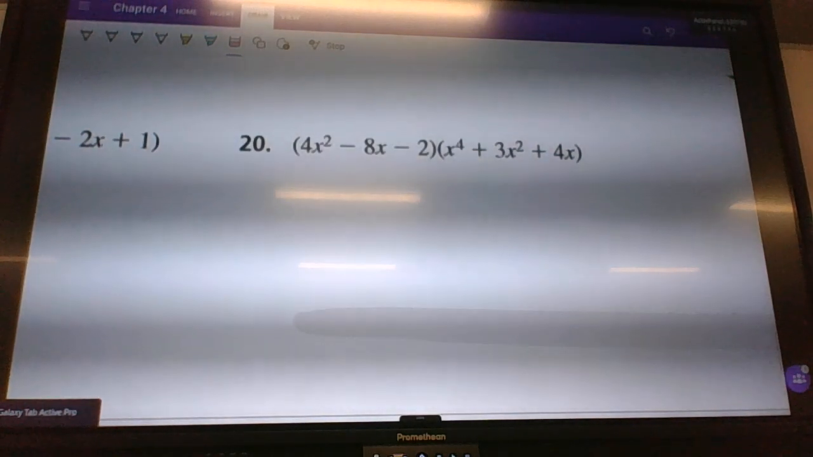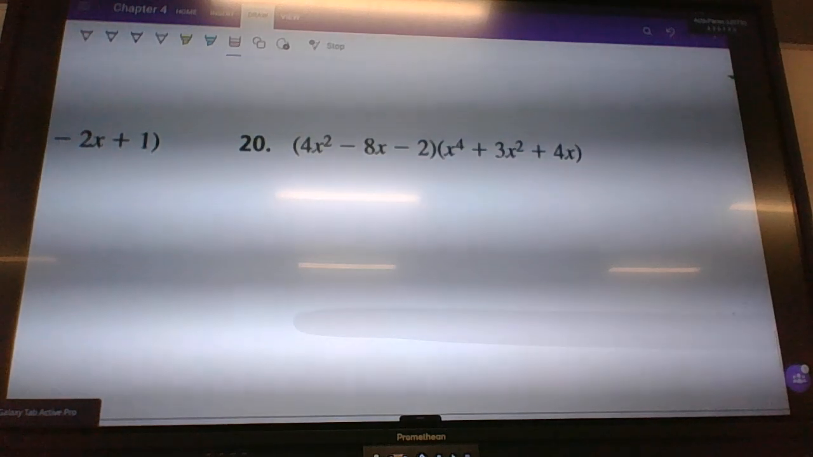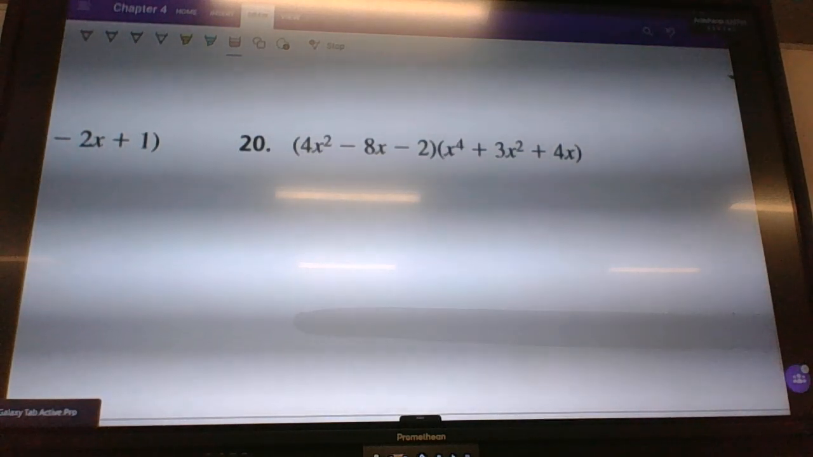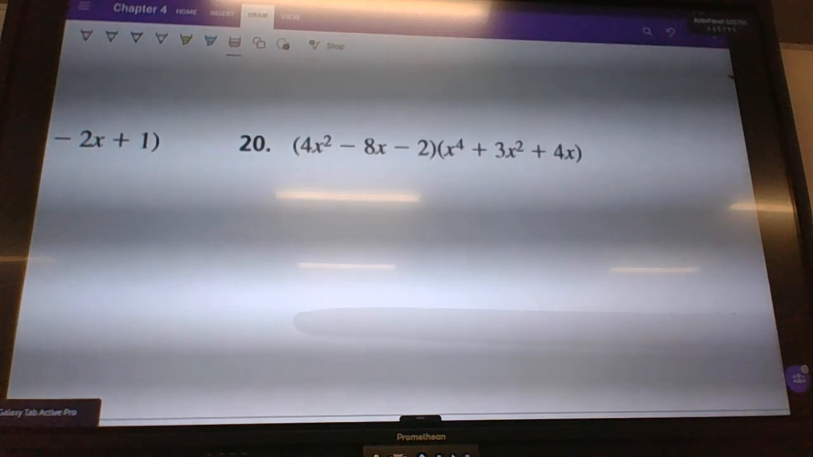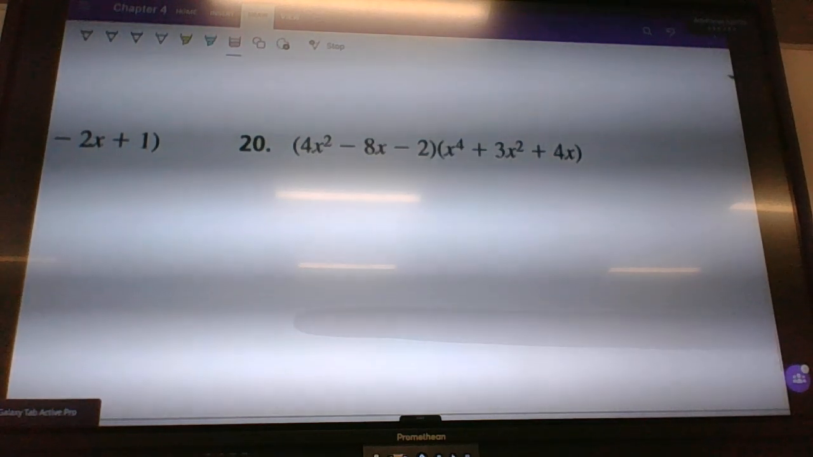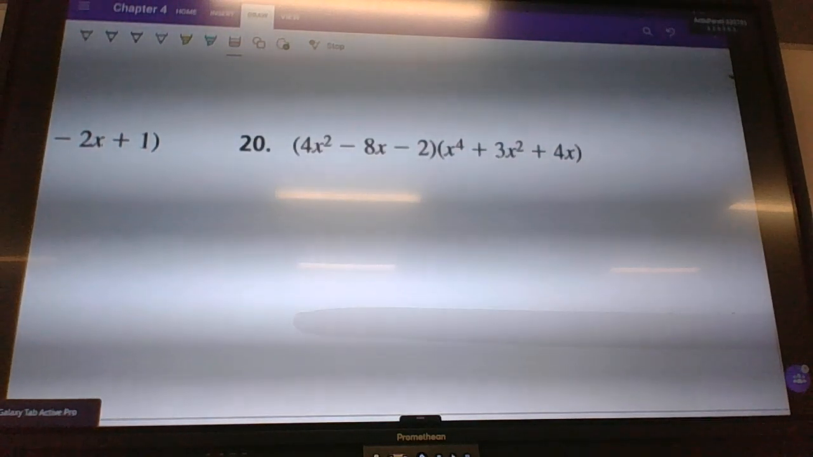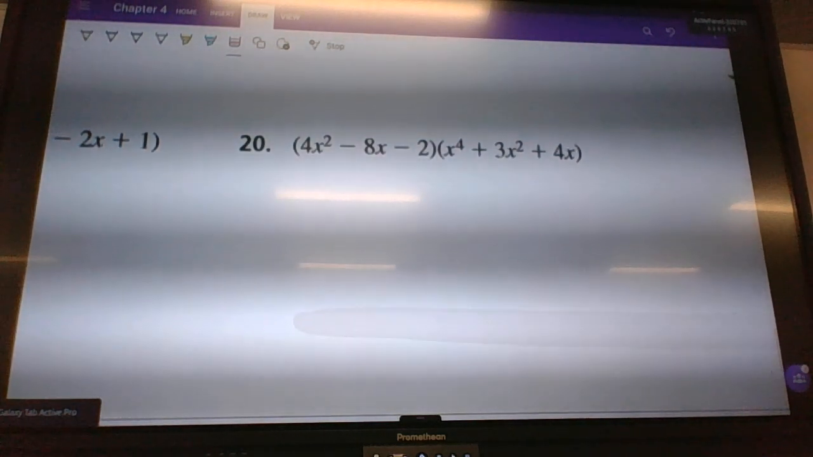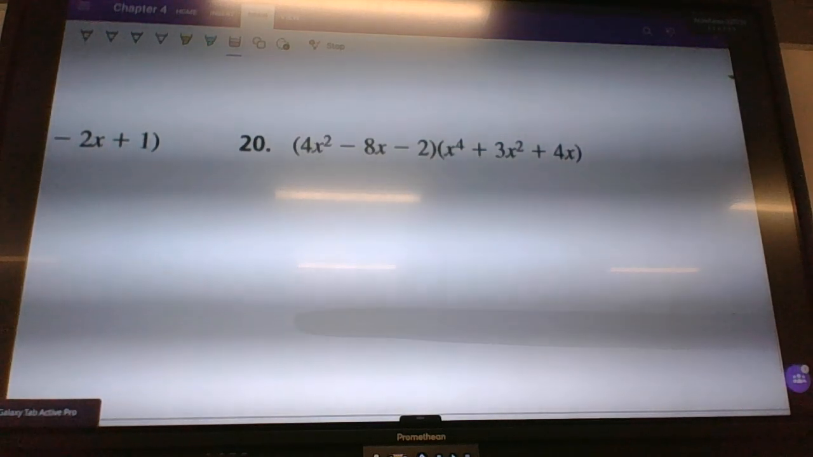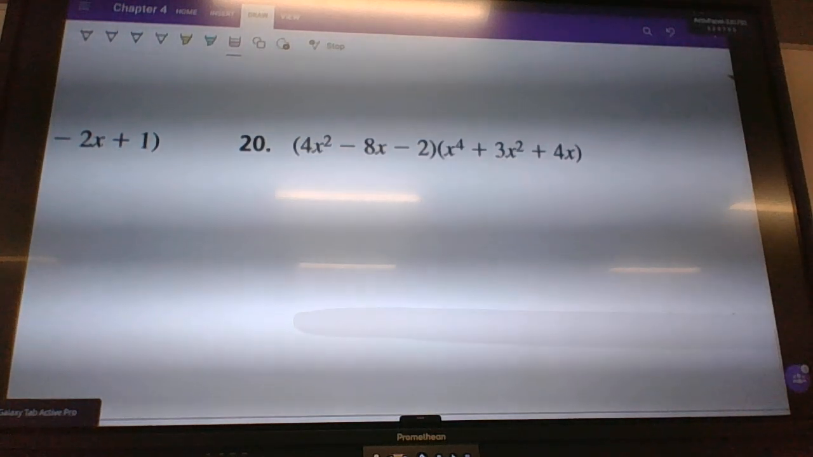It's up to you how you want to do it, and honestly, you don't have to show a whole lot. You can just multiply and write it down. So here we go. 4x squared times x to the 4th would be 4x to the 6th. 4x squared times 3x squared, 6x to the 4th. I am going to go ahead and write in an invisible 1 here, and an invisible 1 here, so I'm sure to add that in.